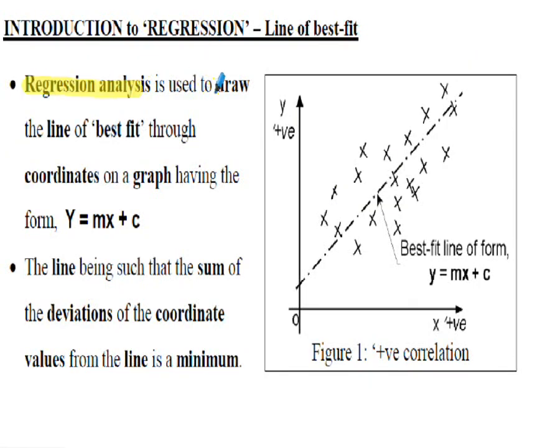Regression analysis is used to draw the line of best fit through coordinates on a graph having the equation y equals mx plus c. That's the equation of the straight line, where c is the intercept with the y-axis and m is the gradient or slope of the line. The line drawn being such that the sum of the deviations of the respective coordinate values from the line is a minimum. Figure 1 shows a positive correlation where the m in the equation y equals mx plus c is a positive value.